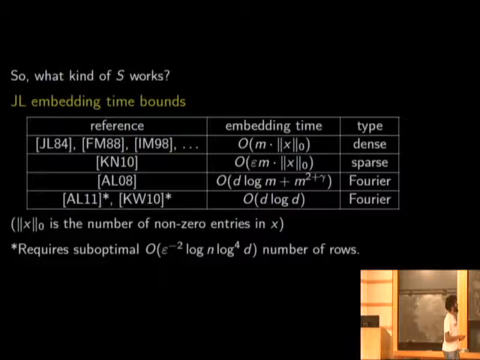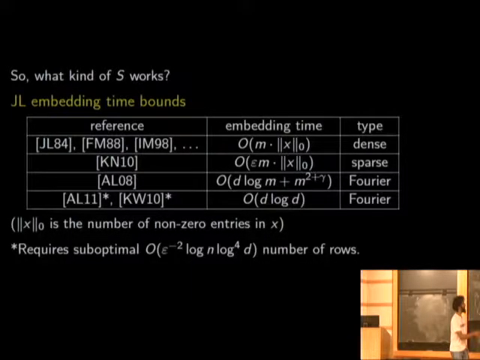On the other hand, there's the structured matrix approach where you basically use random samples from the Fourier matrix. And you can get one of two different kinds of results there. It's known how to get something like d log m embedding time. Oh, by the way, here x0 is the number of non-zero entries in the vector x.